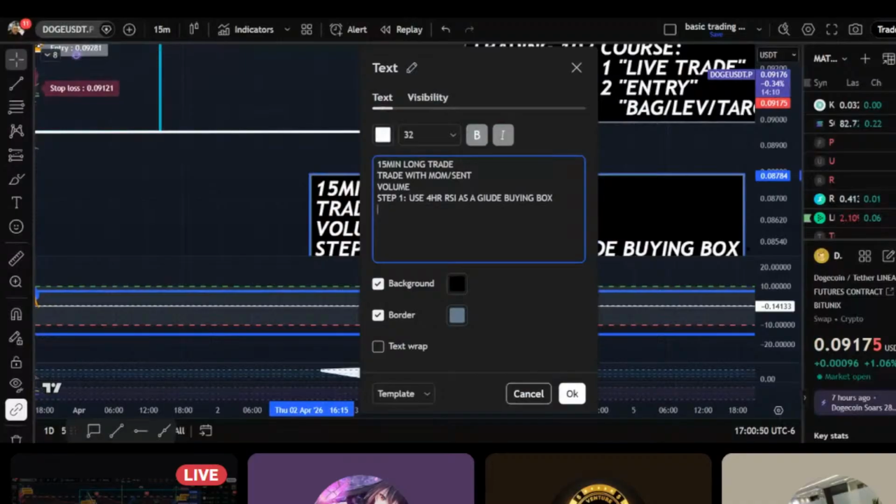Okay. Step two would be to confirm this scenario and use another element to have confirmation. And this would be use the 1 hour for value. Okay? So trade with momentum and sentiment, you use the 4-hour as a guide. To trade with volume, you're going to use the 1 hour for volume. Does that make sense?